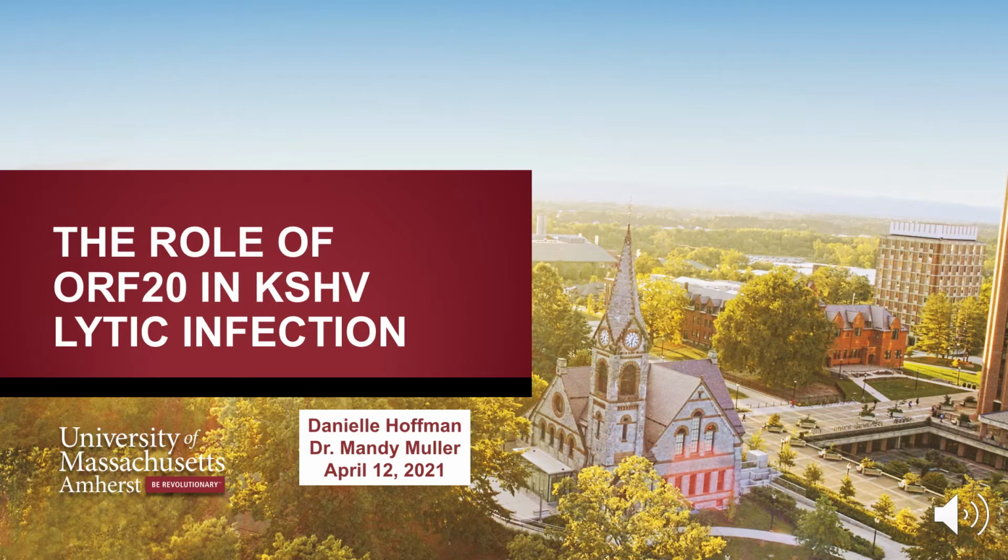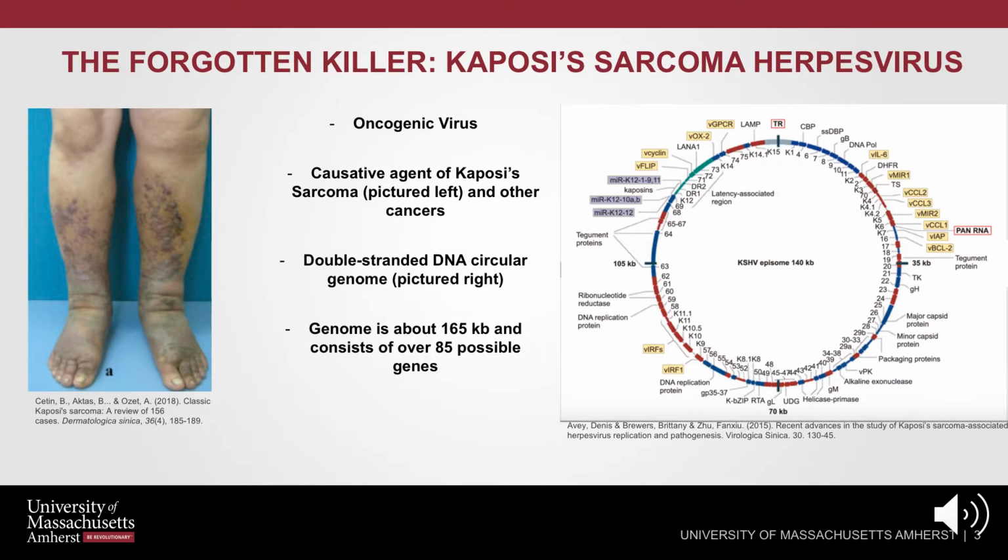Today I will be discussing my project that focuses on the role of a viral protein, ORF20, in Kaposi sarcoma-associated herpes virus during lytic infection. Kaposi sarcoma herpes virus, also known as KSHV, is an oncogenic virus, meaning it is capable of causing cancer. Specifically, KSHV infection is the causative agent of several malignancies, including Kaposi sarcoma, primary effusion lymphoma, and multicentric Castleman disease.